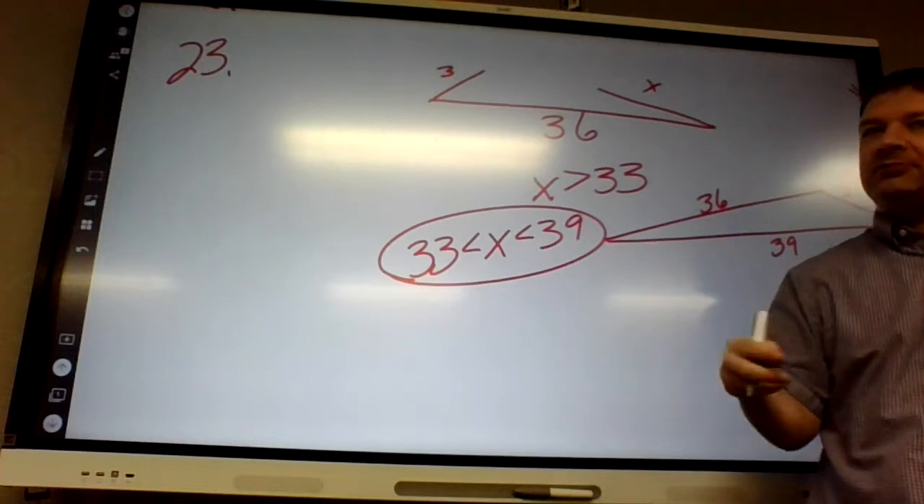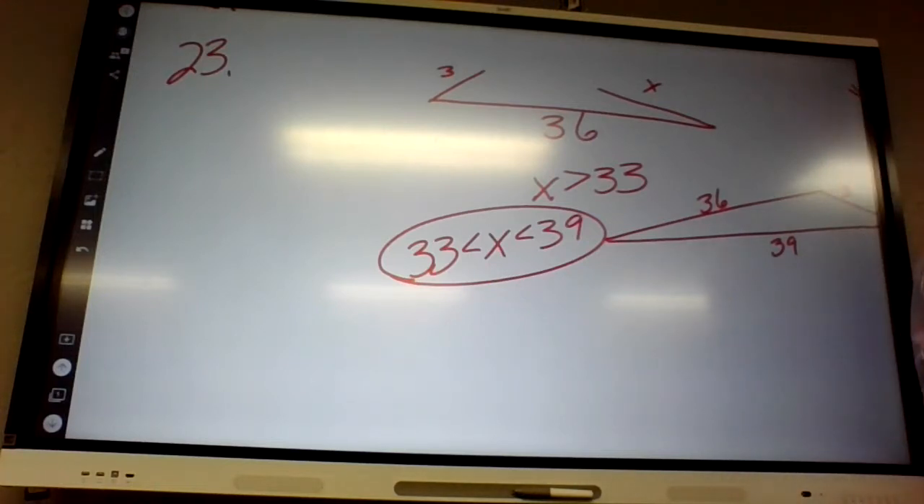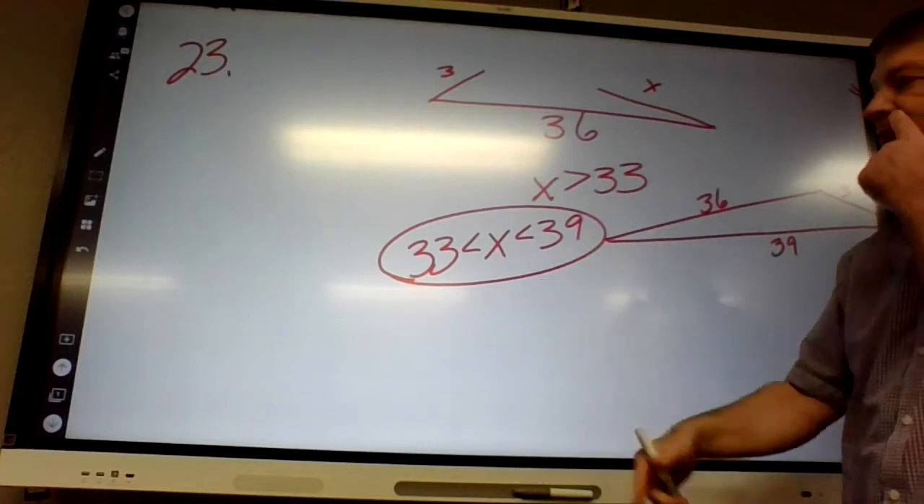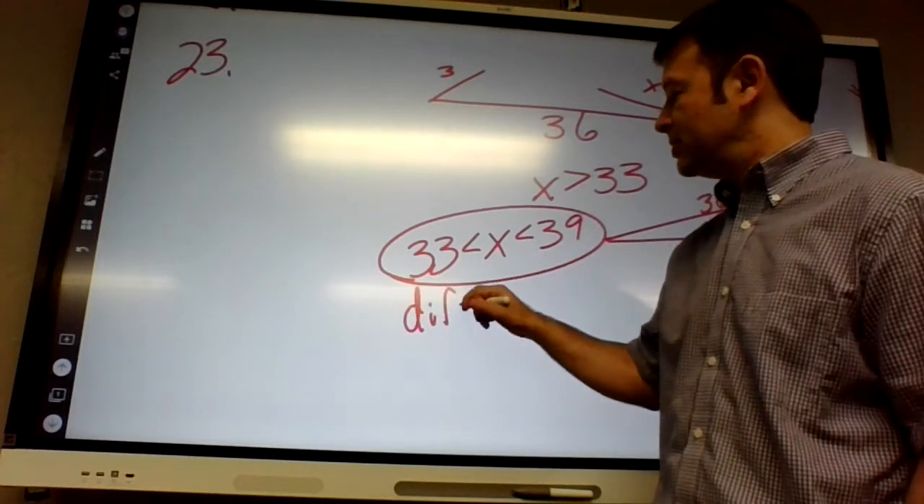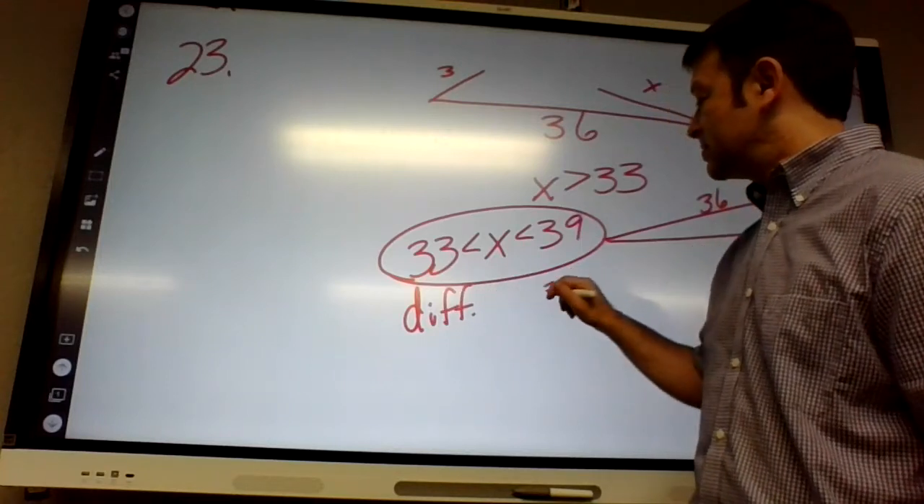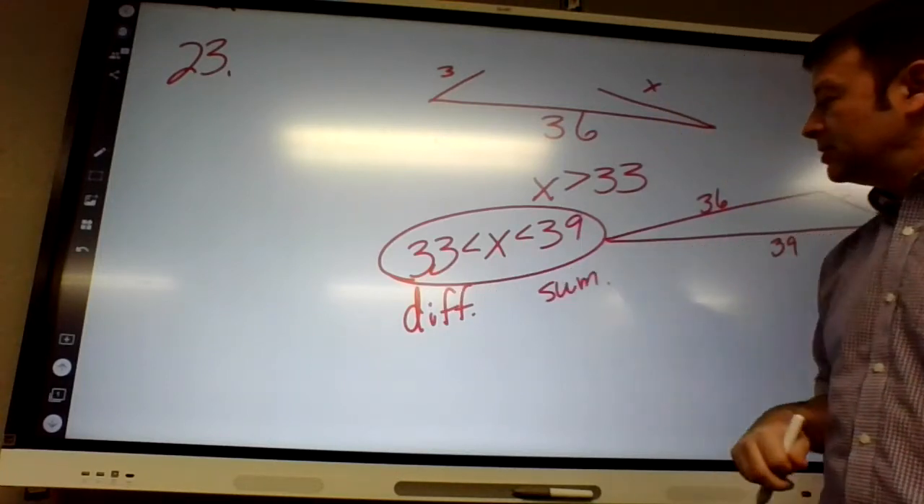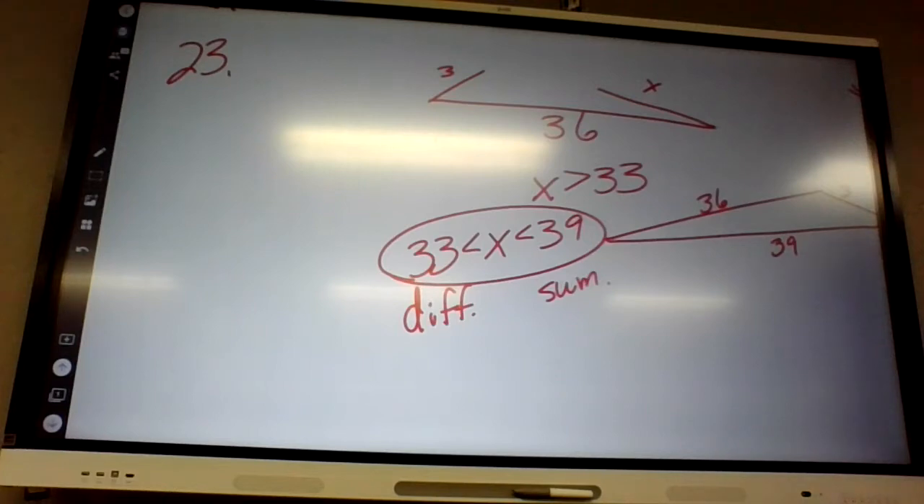So the third side has to be bigger than the difference, so subtract. And it's got to be smaller than the sum, adding. Okay? It's easy to do, maybe hard to remember exactly how it works, but that's basically what those numbers are. This is the difference between the two sides, and this is the sum of the two sides.